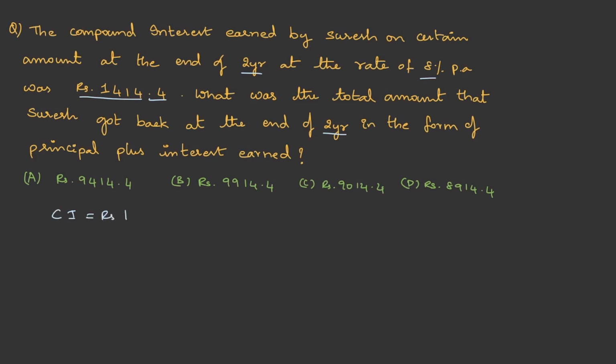The compound interest is 1414.4, rate is 8%, time is 2 years, amount we don't know. But before we get into the amount, first we need to know the principal. So this is also unknown. Now the formula is compound interest is P into (1 plus R by 100) power T minus 1. This is in whole bracket.